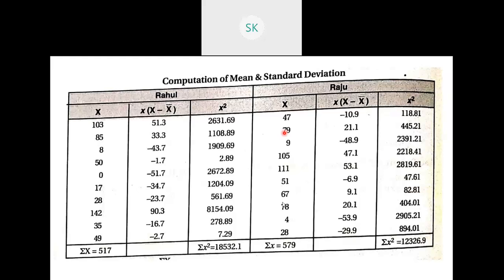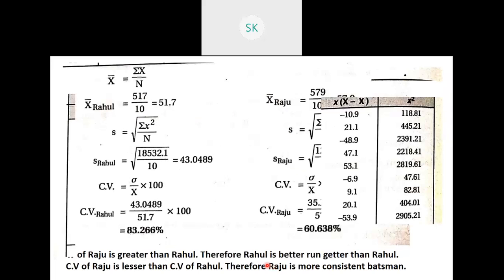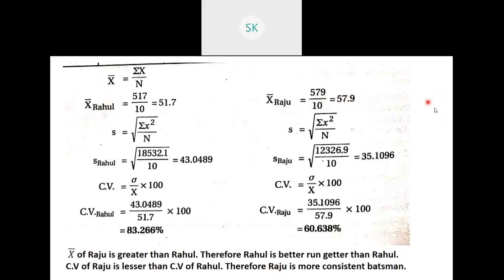That's nice. Everybody understood the table. So let's go on and solve the problem using the formula. Using the formula, we first found out the x bar. x bar is equal to sigma x by n. That is how we found out the arithmetic mean for both of them, Rahul as well as Raju.